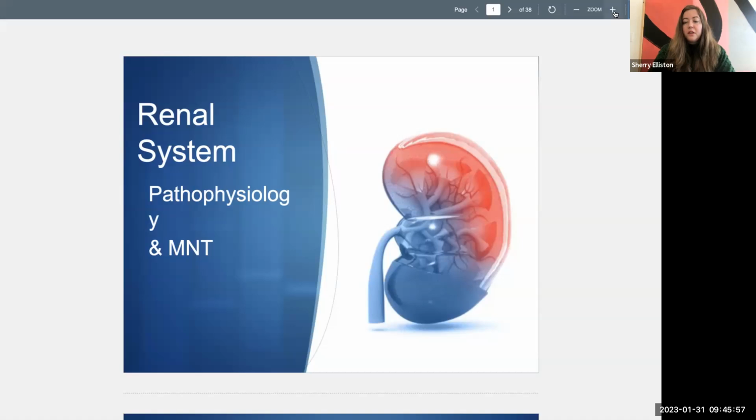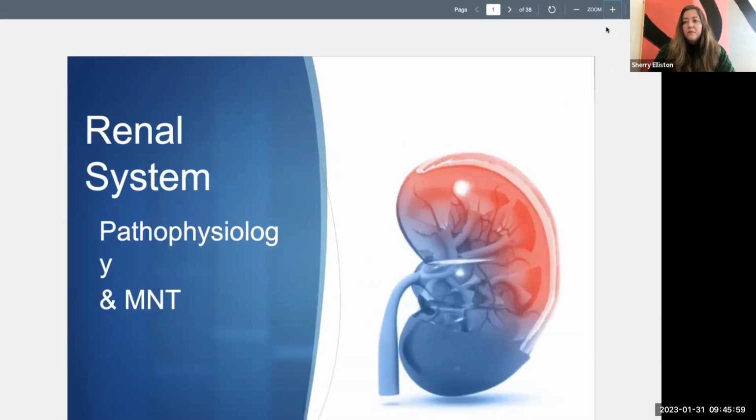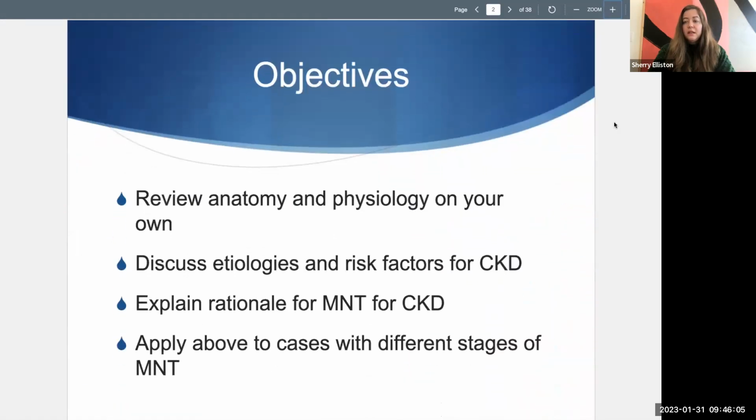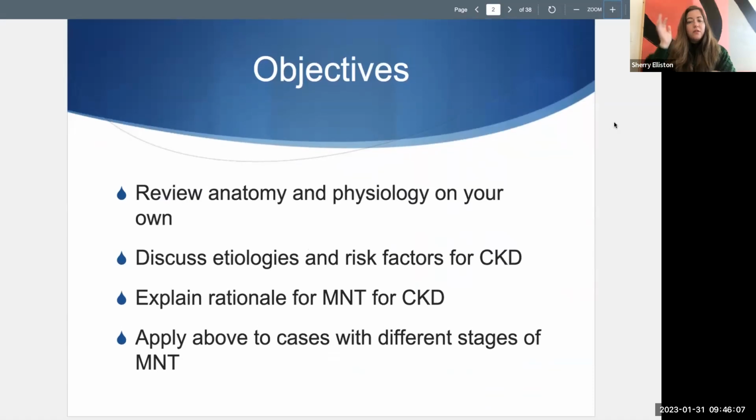So this is a slide deck I'm going to go through today. We are introducing the renal system pathophysiology, and then we will get into MNT. The goal of really every disease process we talk about is to talk about normal form and function before we talk about dysfunction and how to medically manage it through MNT.